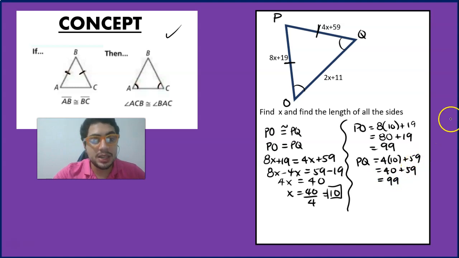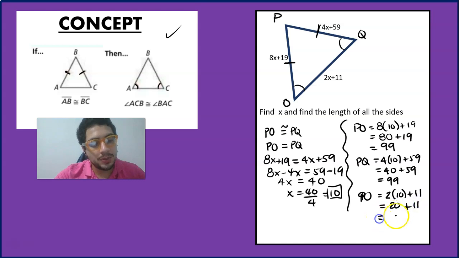So that means that we did a really good job when calculating the value of x. Now for last but not least, when we're asked what is the measurement of QO, we're going to see that that is 2 times x plus 11. So that is going to be 20 plus 11, which is a measurement of 31. And that is pretty much it for today, guys.